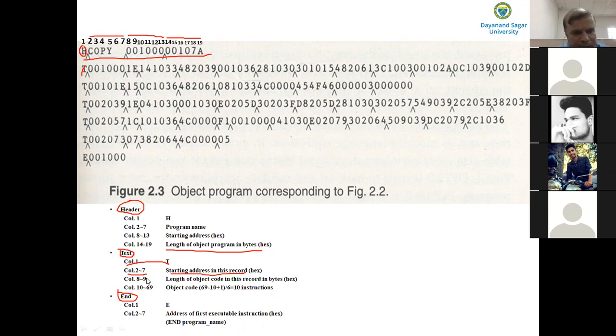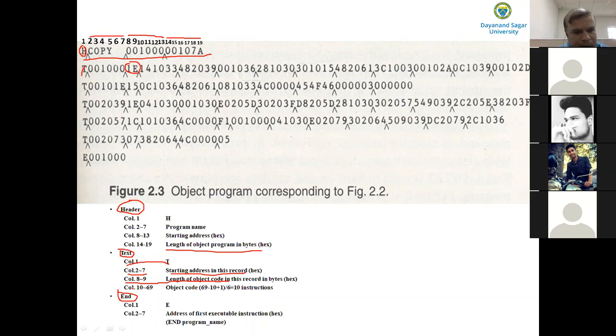And column 8 to 9. So column 8 to 9 of the text record contains what? The length of the object code. Right now you don't write this. The length is stored as 1E. You can write it later. You can leave these two columns blank. Column 8 to 9 is reserved for the length of the object code in this text record.